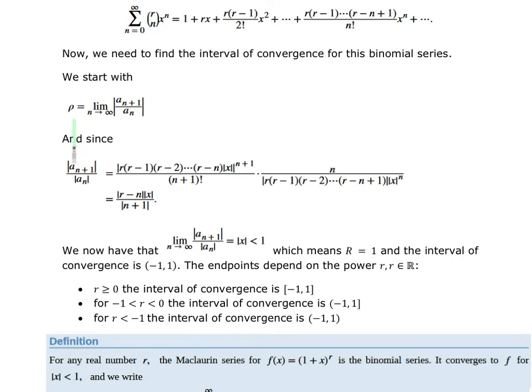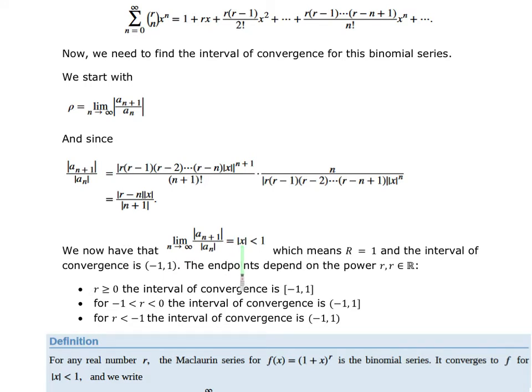So we start out with our ratio test, which is rho equal to the limit as n approaches infinity of a sub n plus 1 over a sub n. Now let's just focus in on the a sub n plus 1 over a sub n, and when we do that, we end up with the absolute value of r minus n over n plus 1, multiplied by the absolute value of x. Which means as n goes to infinity, because this is a power of n raised to the 1, and this is a power of n raised to the 1, we know that the limit of that part is going to go to 1. So that means I'm really just looking at the absolute value of x.